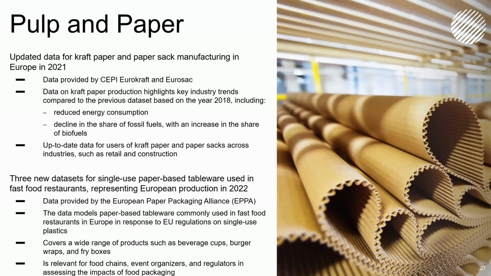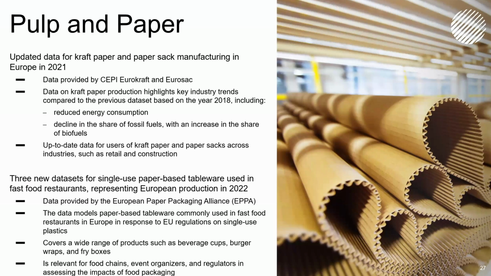This concerns, first, a reduction in energy consumption, which means there's been an improvement in the efficiency of the manufacturing processes. And also we have an observed decrease in the relative share of fossil fuels in the total energy usage, while the share of biofuels has increased. This update provides more accurate and up-to-date information for industries that use kraft paper and paper sacks, such as the retail and construction industries.